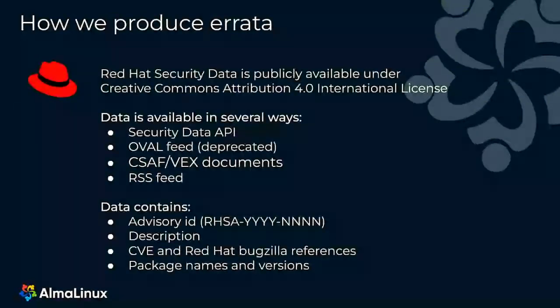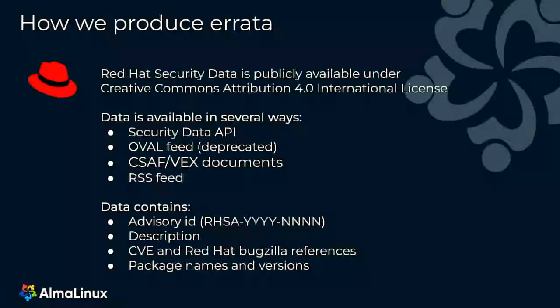Security advisories. Thanks to Red Hat, they are public. This data about security advisories is provided in different ways: the security data API, the OVAL feed, which is deprecated already but still available, and the new way, VEX documents and an RSS feed. It provides enough information for us: IDs, descriptions, links, package names, versions, whatever.